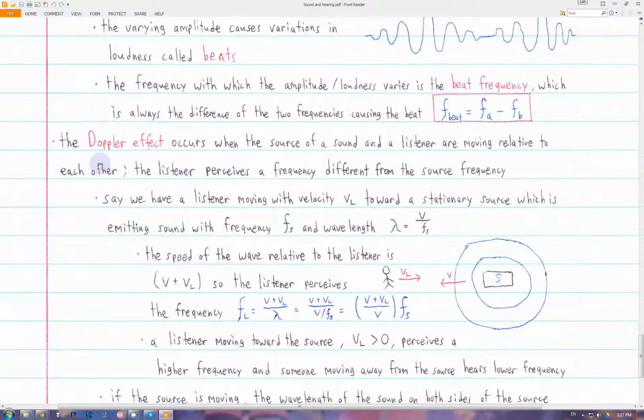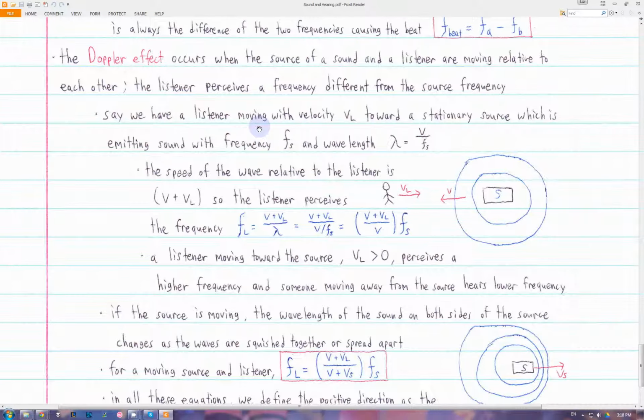So the Doppler effect is something that occurs when the source of a sound and someone listening to that sound are moving relative to each other. For example, when you see a fire truck with its siren on going towards you and then going away from you, the pitch of that siren will change as it moves closer and then further away.